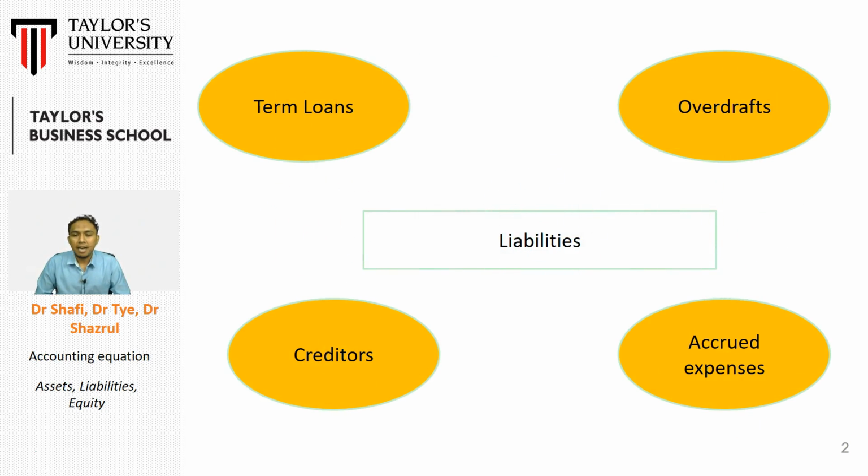Liabilities are the obligations of one particular company to outsiders. And in liabilities, there are two types: current liabilities and non-current liabilities, or long-term liabilities and short-term liabilities. These liabilities are normally used by a company to raise funds. As you can see in the slide, there are examples of liabilities: loans and overdraft, creditors, and the last one is accrued expense.